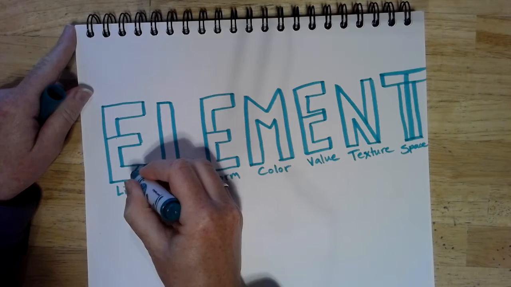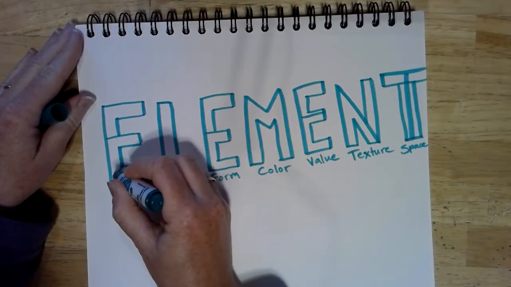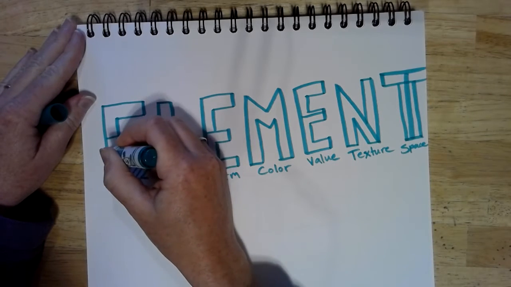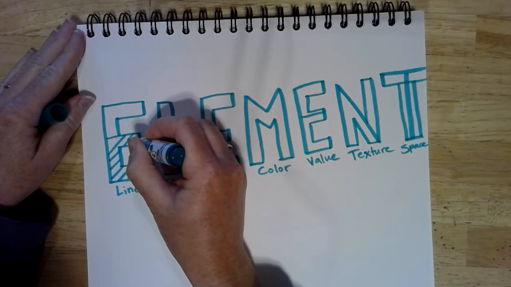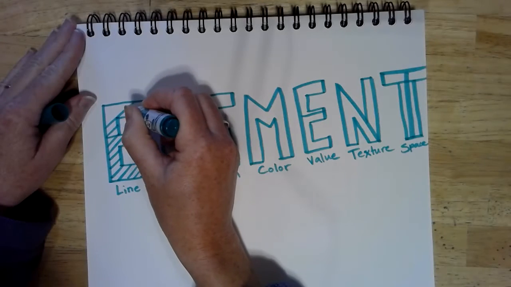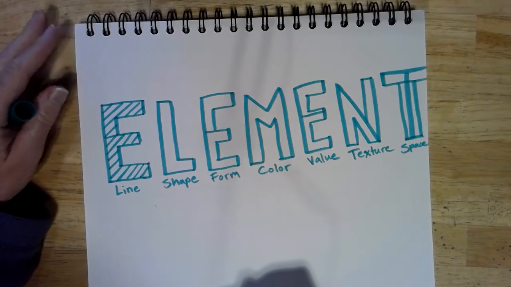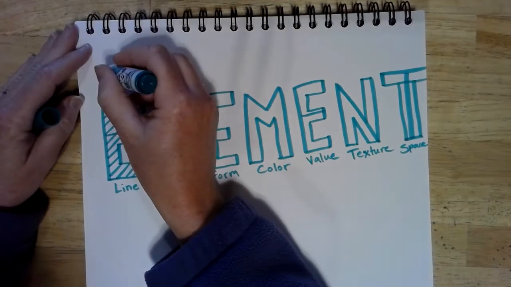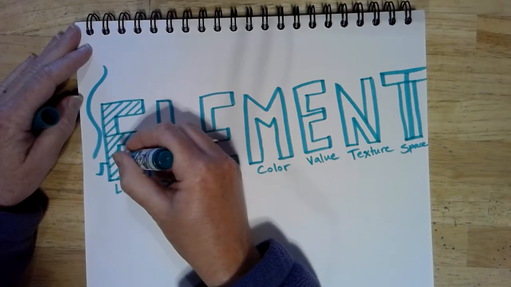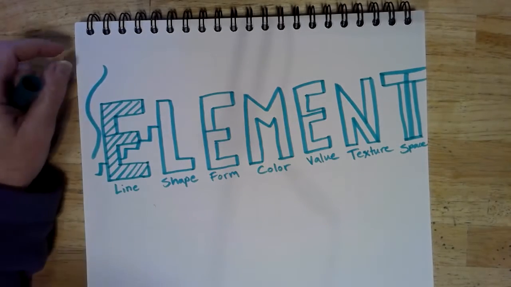Line is easy. The definition of line in art is a point moving across a surface and leaving behind a trail. It could be a stick in the mud. It could be a tool running through clay. Or in this case, a marker tip leaving behind lines. So I'm going to fill my E up with line. You can choose however you want to do yours. You can do some in the background. We got wiggly lines. We got zigzag lines. All right, we got different kinds of lines.